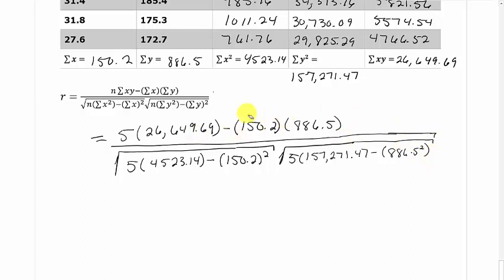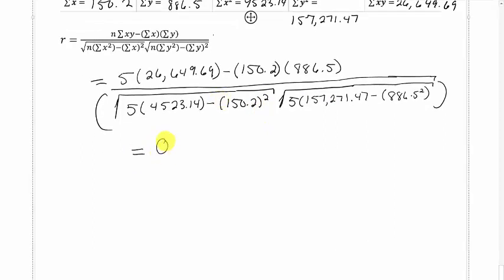So compute the numerator first, and you can just type it in just as it is. 5 times 26,649.69 minus 150.2 times 886.5. Hit enter, and then divided by, and make sure that you put parentheses around this entire denominator. So once you do that, you should get 0.591.